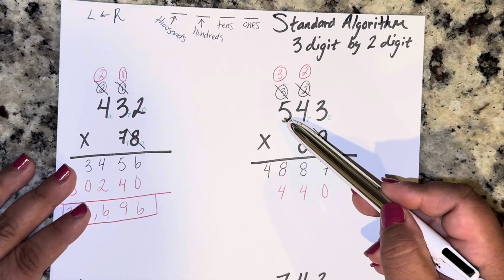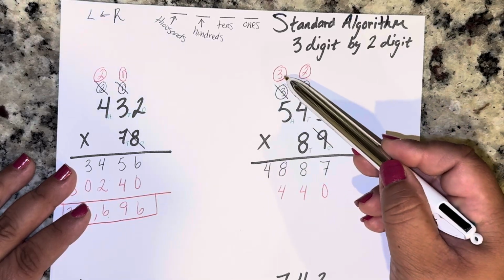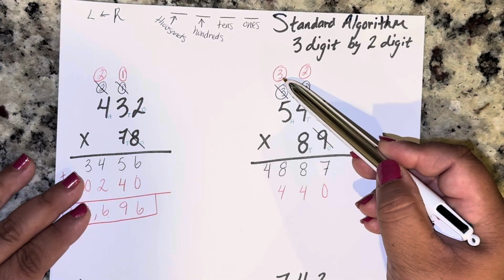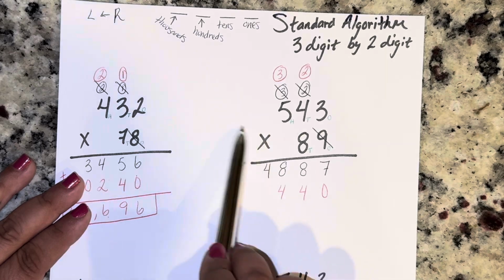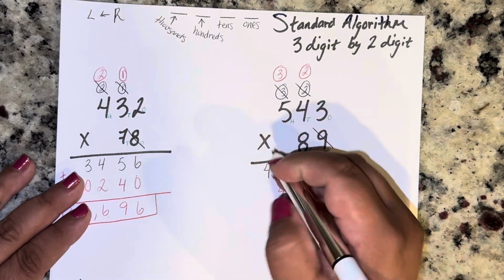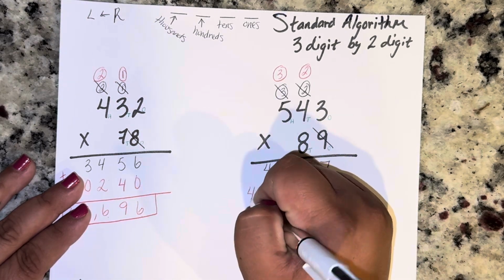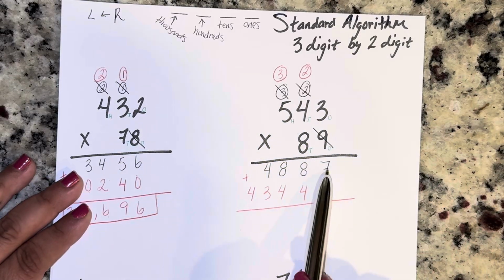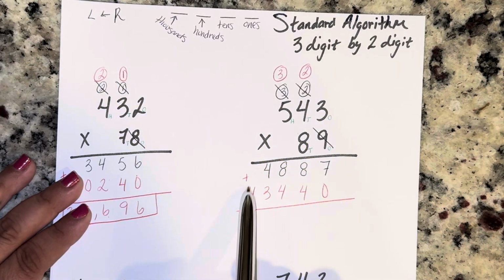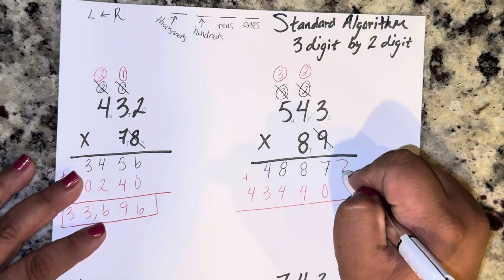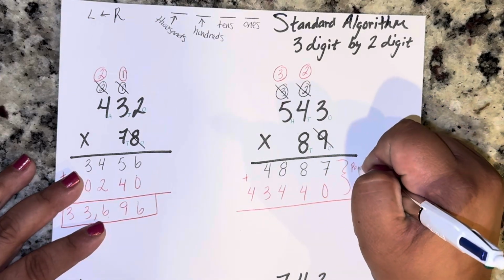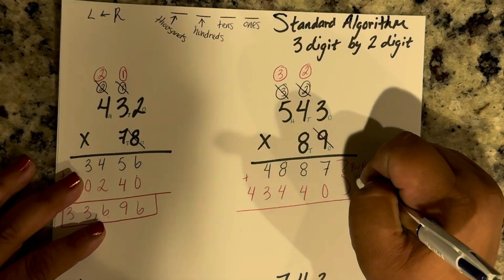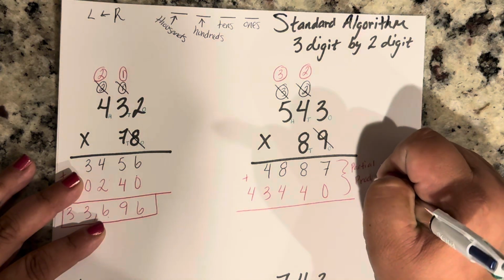8 times 5 is 40, plus 3 is going to be 43. I do not have anything further to multiply with here, therefore I can bring it down. So I have 43 there. I'm going to add these guys. Again, these are called my partial products. So these are my partial products, and I add them together to get my product.